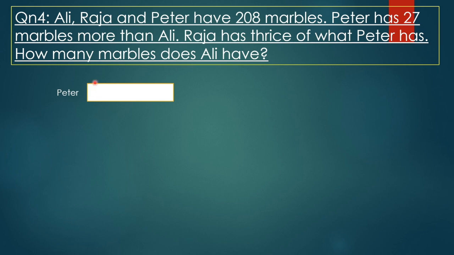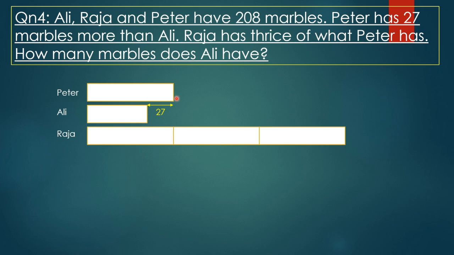Peter has this rectangle of marbles. Ali has 27 marbles less. So his rectangle will be smaller than Peter's rectangle by 27 marbles. And Raja has 3 times of what Peter has. So he would have 3 times of this rectangle. So 1, 2, 3. Raja has 3 times of what Peter has. And altogether, this would be 208 marbles.